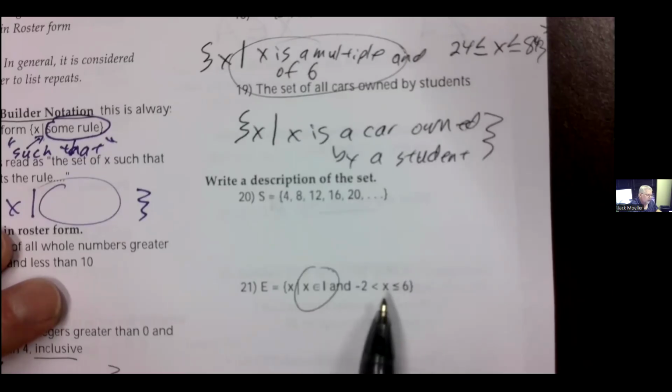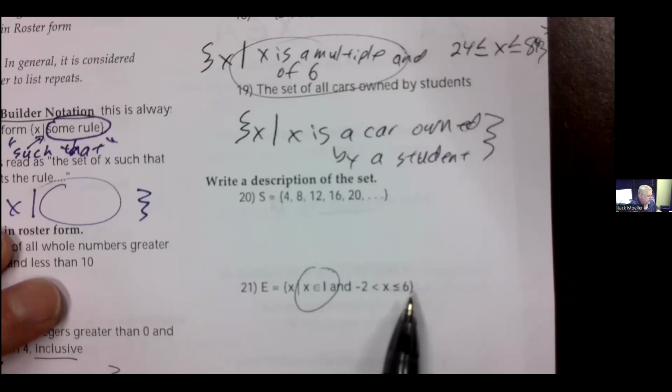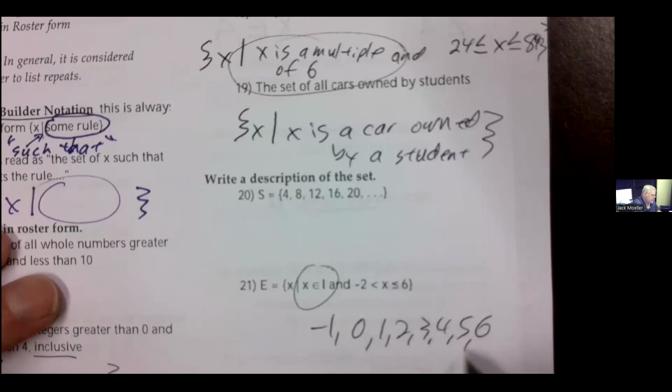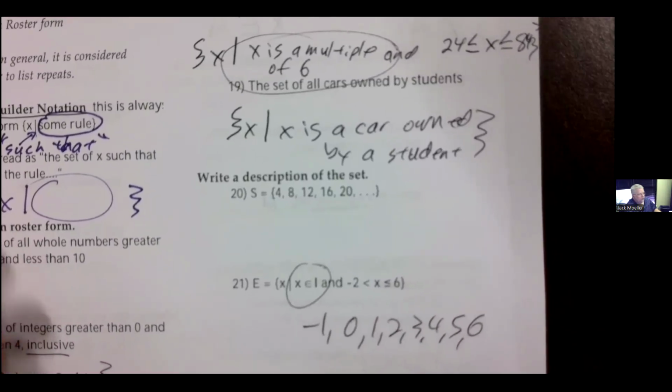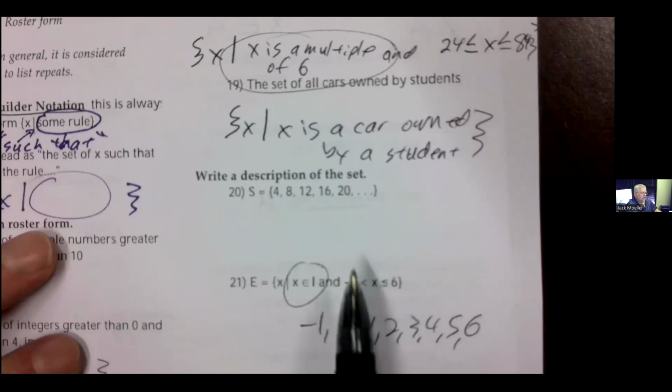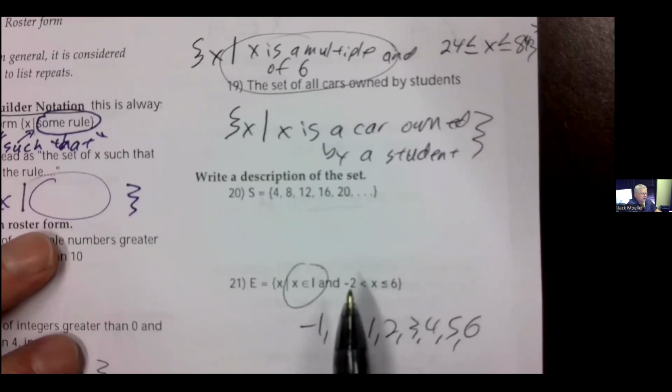So what numbers are we talking about? We know we're not dealing with fractions or decimals, because otherwise it would say rational. So from -2 to 6, we're not including -2. So that means we're starting at -1, 0, 1, 2, 3, 4, 5, and then we include 6 because it's equal. So the description of that set would be the integers from -1 to 6, inclusive. Or you could just restate that. It would be the integers that are greater than -2 and less than or equal to 6.